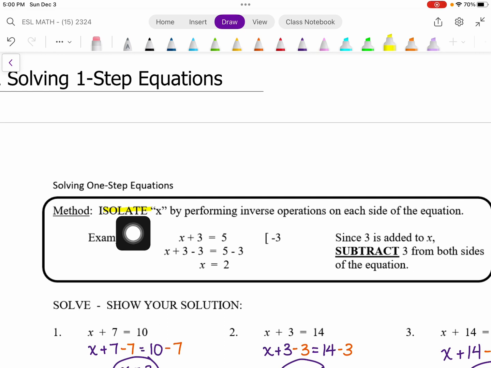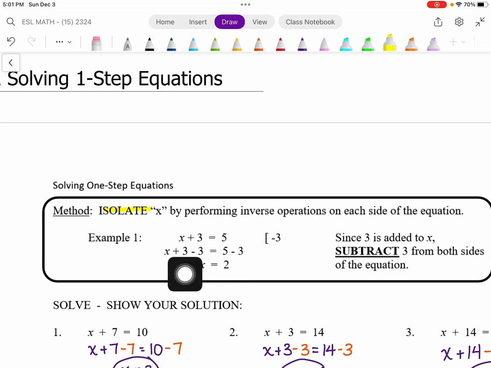What we're going to do is use inverse or opposite operations on each side of the equation. Here we are adding 3 to x. The opposite of adding 3 is to subtract 3, and I'm going to do that on both sides of the equation. Right now, x plus 3 is equal to 5. If I subtract 3 on the left side of the equation, I have to do the same thing to the right side. Otherwise, they're no longer equal to each other.